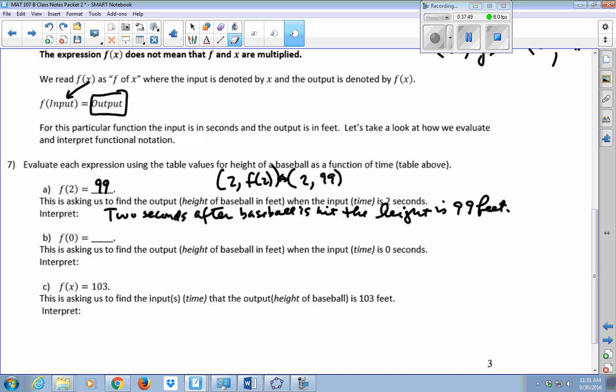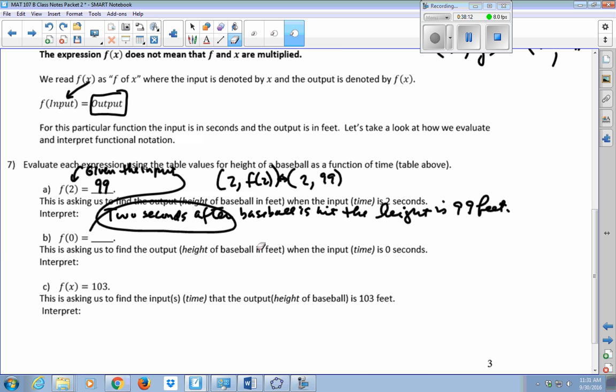Okay. Look at what we start with. What are we given here? Input value or output value? We're given the input value. So guess what? That's how we start our sentence. We start the sentence with 2 seconds because that's what we're given.